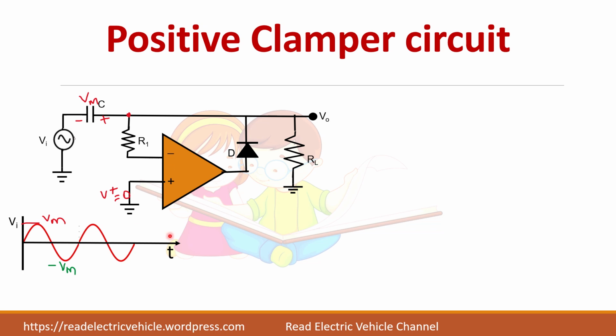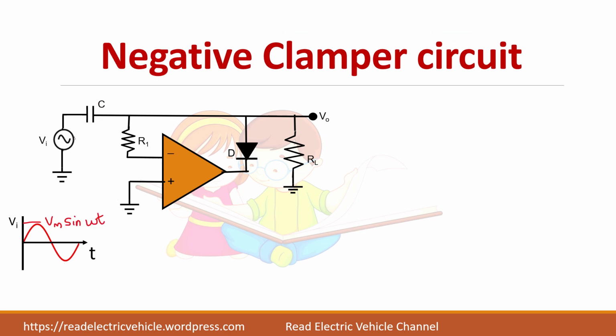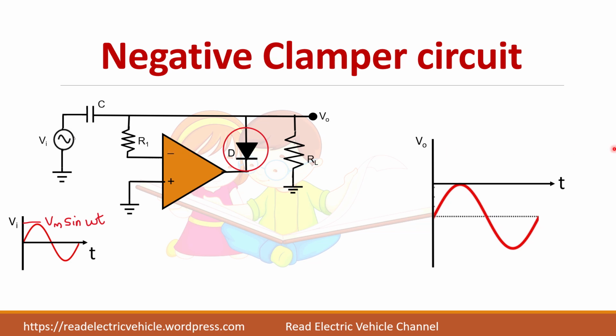So if you give a sinusoidal waveform like this, the positive clamper steady state output will be like this. If the peak to peak value is 2 Vm here, you will get the peak to peak value as 2 Vm here. The shape will not change, only the waveform will be shifted. To get a negative clamper circuit, that is, if you want the output to be shifted down, you have to change only the direction of the diode. So the other operations remain the same.